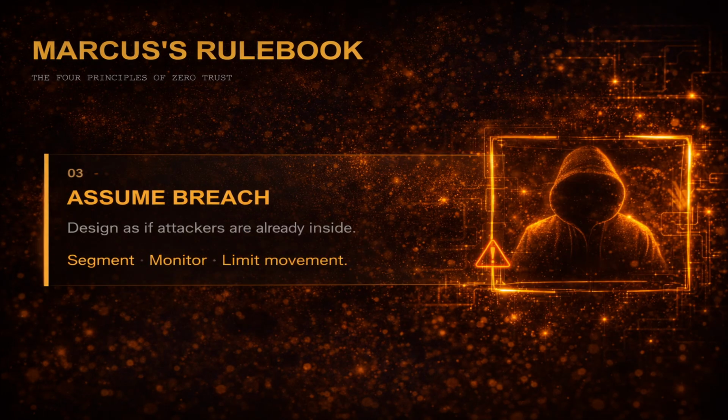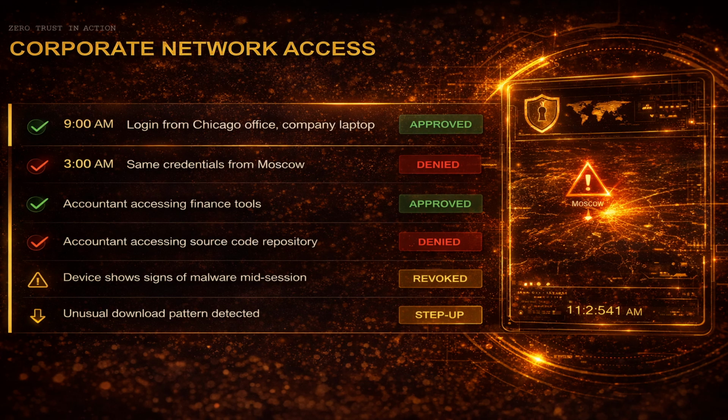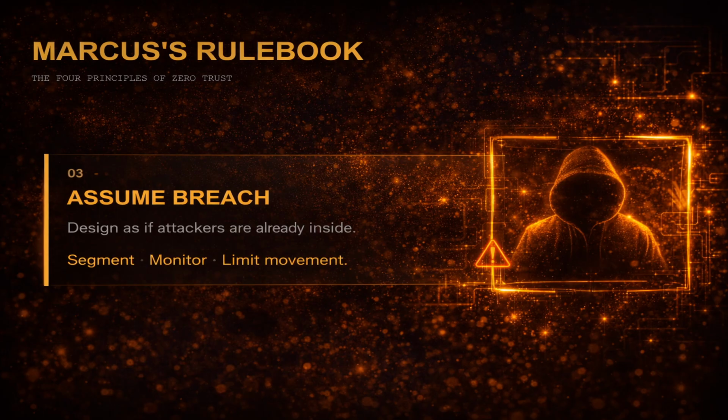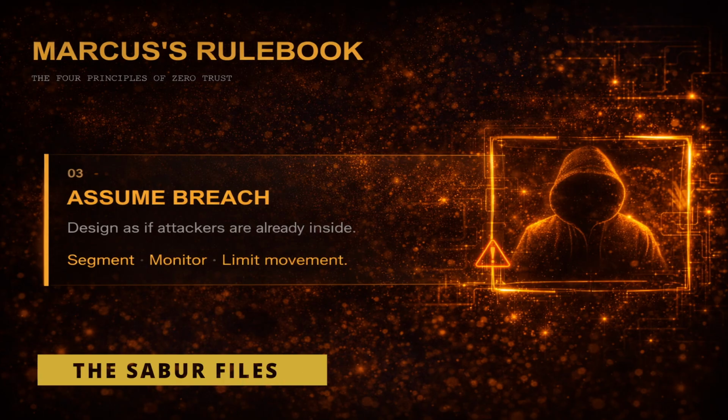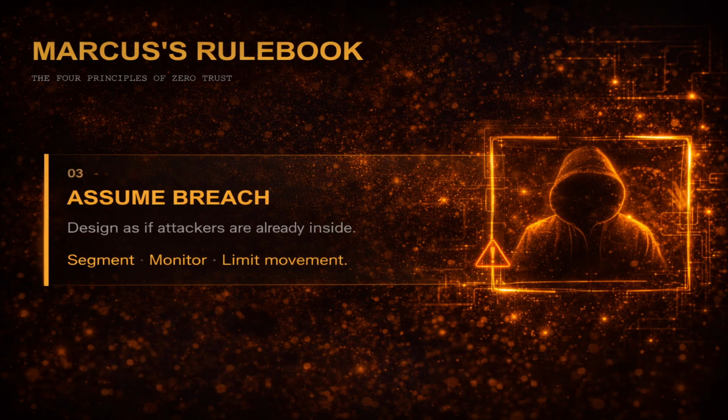The third principle is to assume breach. Design your security as if attackers are already inside your network. Because statistically, they probably are. Segment your network. Monitor everything. Detect anomalies. Limit lateral movement. In practice, if an attacker compromises one server, they can't automatically access others. Every connection requires verification. Every request is scrutinized.